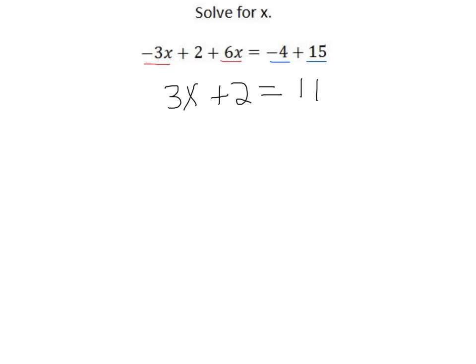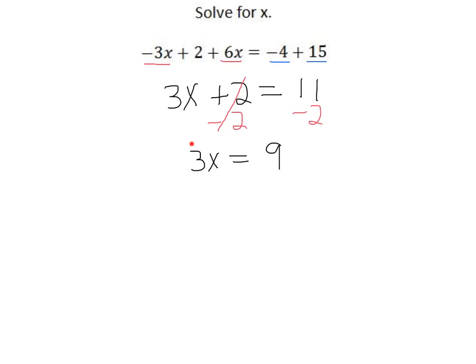Our x is in the term 3x, and it's on the left. We want to isolate this term so it's just 3x. We have this plus 2, so I'm going to first start by subtracting 2 from both sides. This 2 minus 2 is 0, leaving us just 3x on the left. And on the right side, we have like terms. 11 minus 2 is 9.